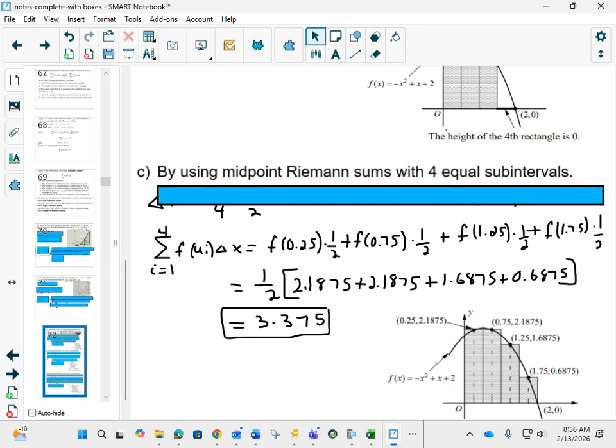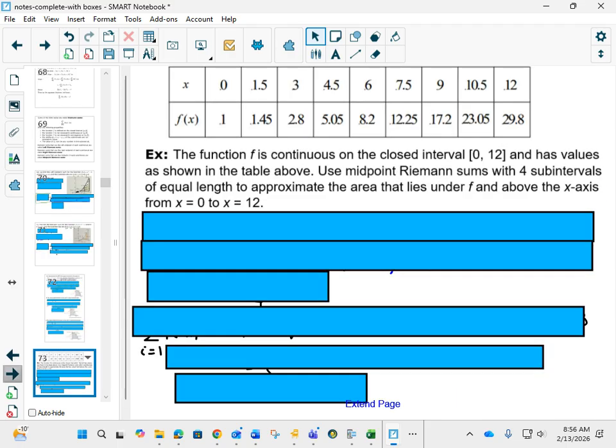Everybody good? Here is a very typical AP style of question. They don't give you enough information. They just give you a table of values. We're told that a function is continuous on the closed interval from 0 to 12. And we have those tables shown above. What's the area under the curve from 0 to 12?